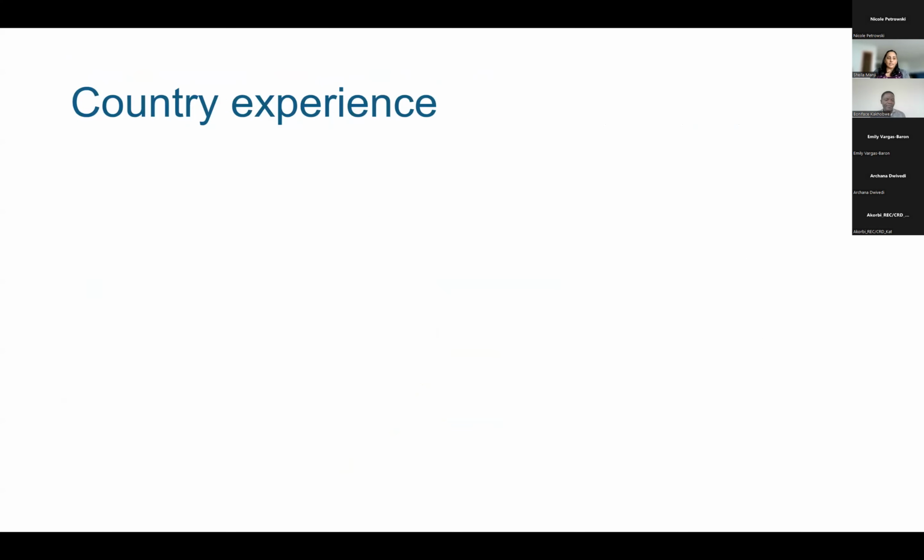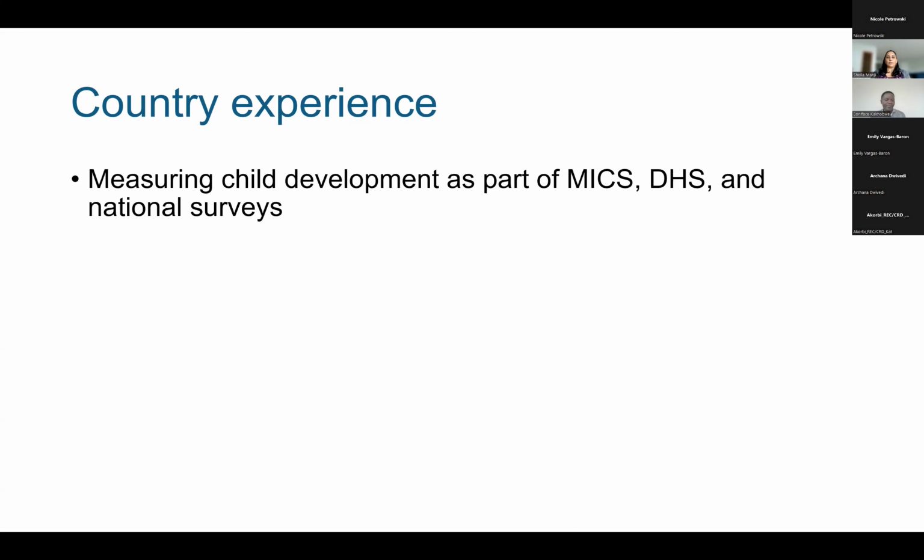So let's see what's happened in countries for the moment. And these are just illustrative examples. As you heard from Emily at the beginning, some countries are well on their way, others are just getting started, and others have not yet started. So one of the biggest things we have seen in the most recent years, particularly as these tools have come out, is the integration of these measures of child development as part of national surveys and cross-comparable surveys across the different countries. And as you saw, that's a recommendation that's come out of the progress report also.